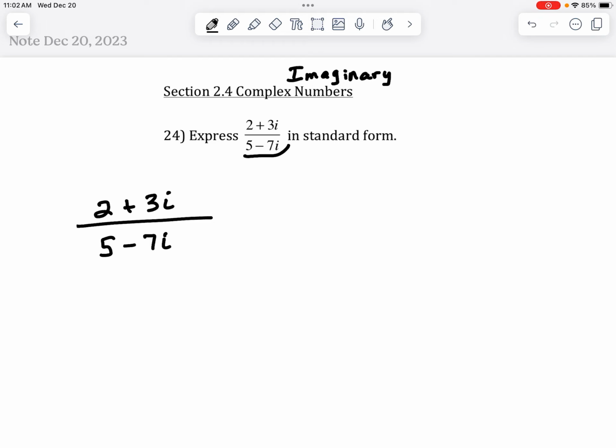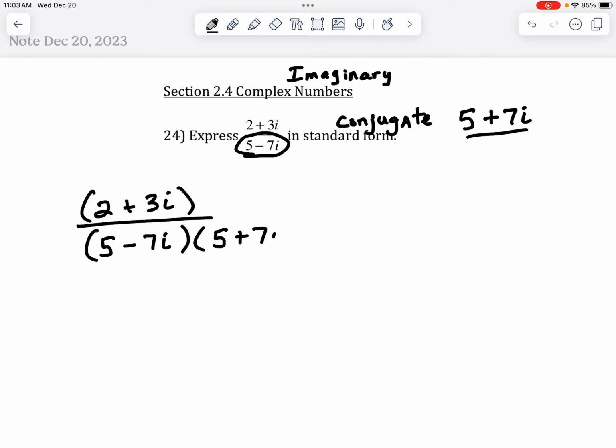And then you look at the denominator and you use the conjugate. The conjugate looks exactly the same, except if there's a minus, it gets turned to plus. So we're going to multiply the top and the bottom by the conjugate, which is the 5 plus 7i. So multiply on the top and the bottom, 5 plus 7i, 5 plus 7i. And now we just need to do FOIL.